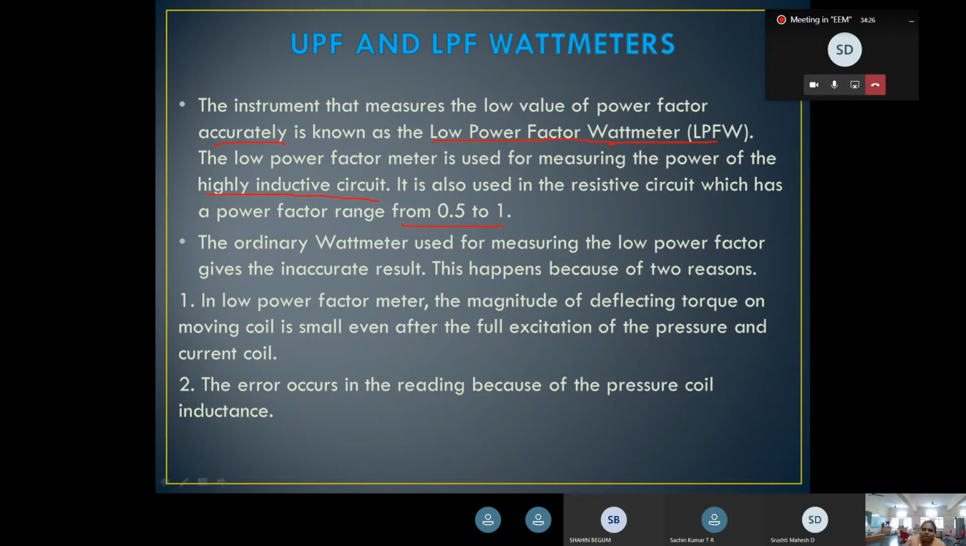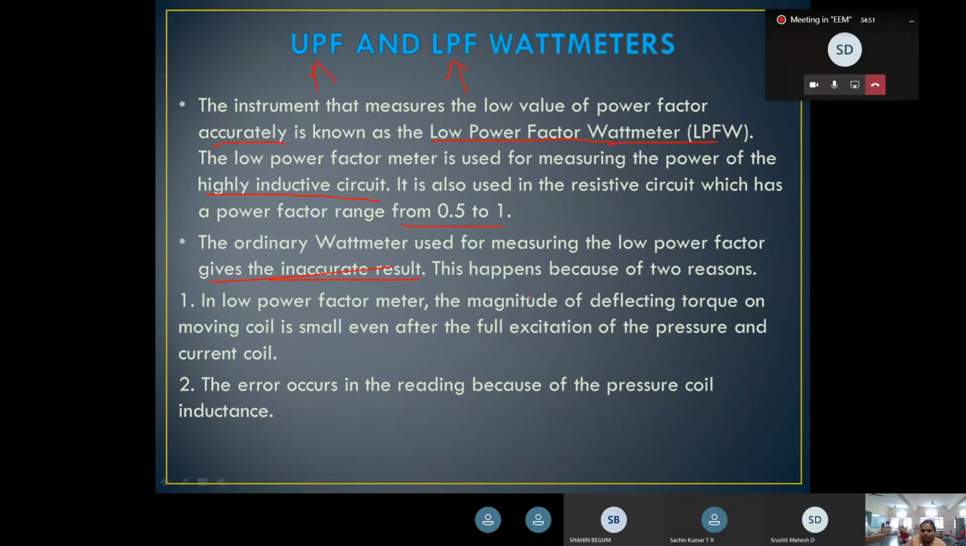The ordinary wattmeter used for measuring the low power factor gives an inaccurate result. Ordinary wattmeters are mainly meant for the unity power factor only. When we measure low power factor, we change some things in the design of the wattmeters. That's what is highlighted here.